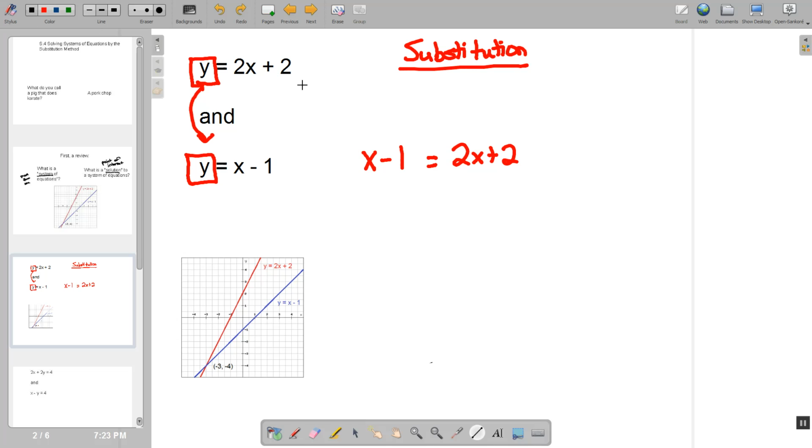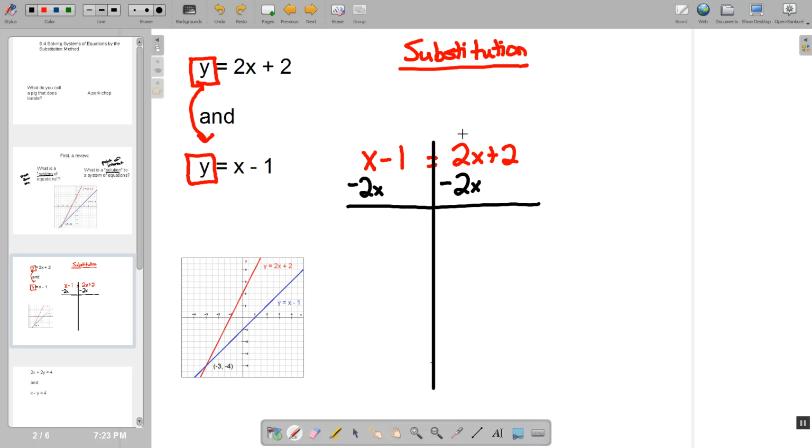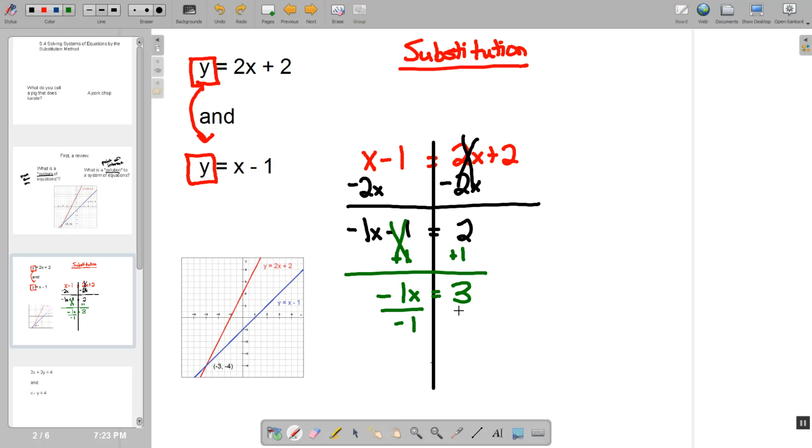Looking at it, you're probably freaking out, but that's okay, because once you have this part done, the rest of the equation is stuff we've already done before. So now I just simply need to solve for x. So what I'm going to do is subtract 2x from both sides, which gives me negative 1x minus 1 is equal to positive 2. From here, I'm going to add 1 to both sides. So I get negative 1x equals 3. I simply divide by negative 1, and I get x equals negative 3.